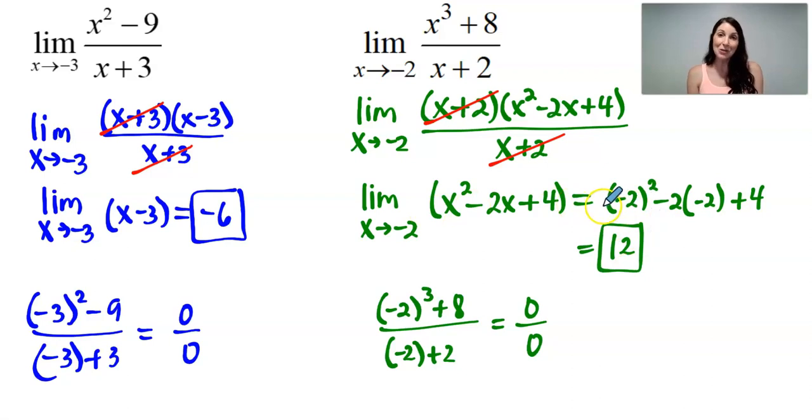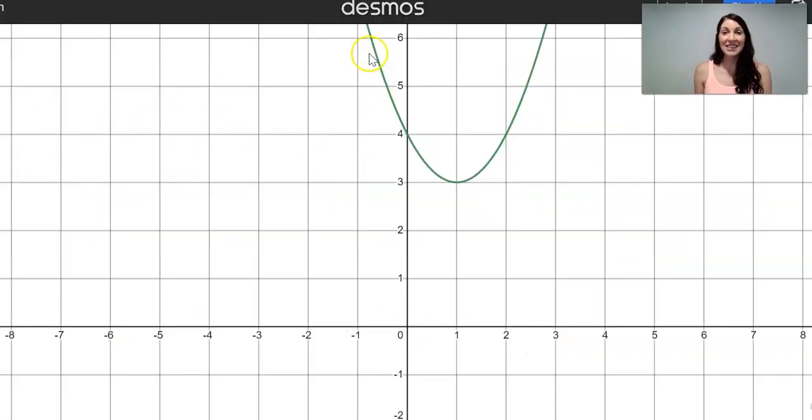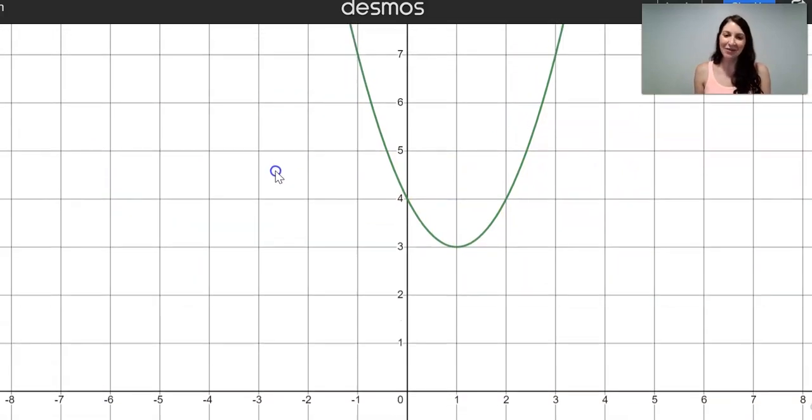Notice that once I do directly substitute, I can drop that limit notation because I am substituting in x at that point. Let's take a look at what this one looks like graphically. Notice after we simplified the rational function, we had a quadratic, and in fact on the graph, I can see it is the graph of a parabola.